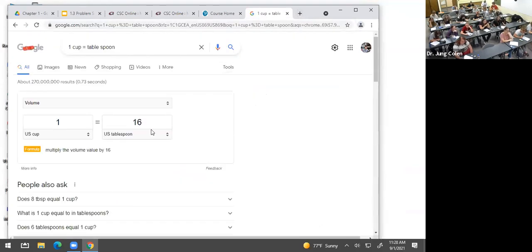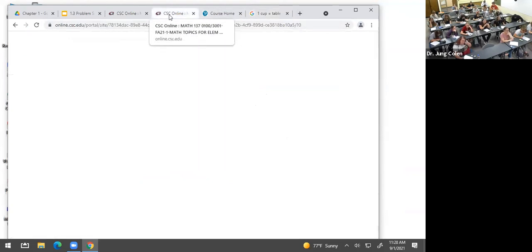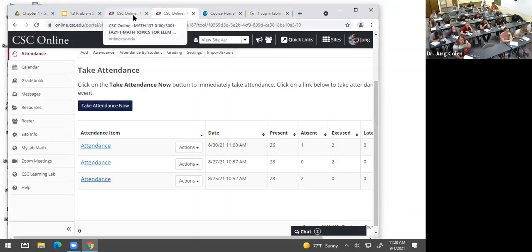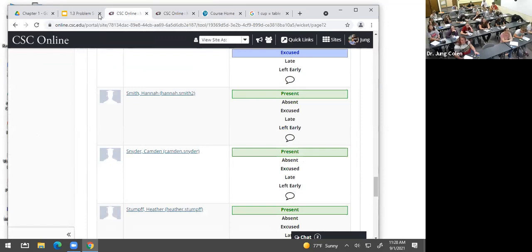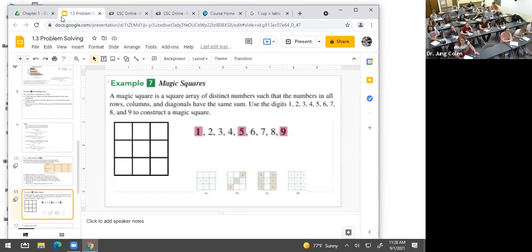Sixteen tablespoons is 1 cup. That's why I don't like the US customary. Too many different numbers that we need to remember. Why do we do that?